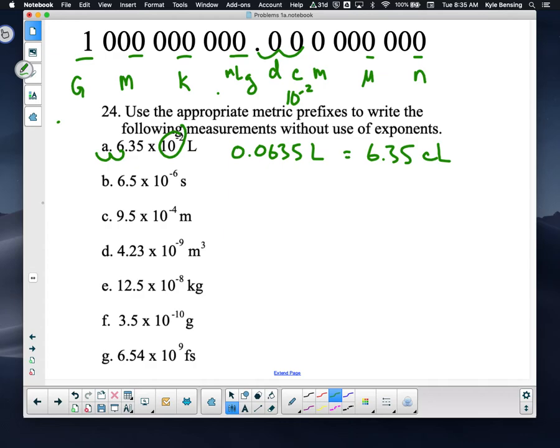I can do the same thing over here with letter B. I take a look at times 10 to the negative 6. Times 10 to the negative 6 is here at micro, which means 6.5 microseconds.